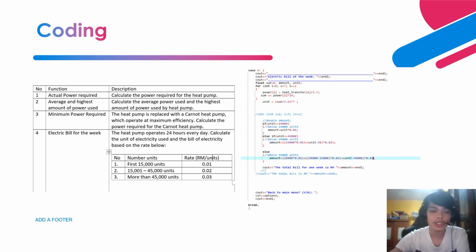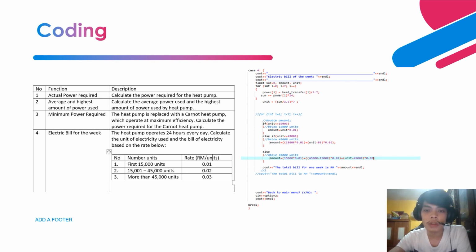So let's talk about function number 4, which is electric bill for the week. So in this question, we need to calculate the unit of electricity used and as well the bill of electricity based on the 3 conditions below. So first thing first, we declare variable sum, amount and unit, and then we perform a for loop, which initially I equal to 0, and since I less than 7, we will sum up all of the power and times 24 to calculate it. Then this loop will go until I equal to 7.